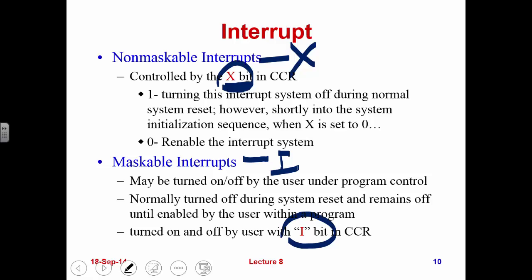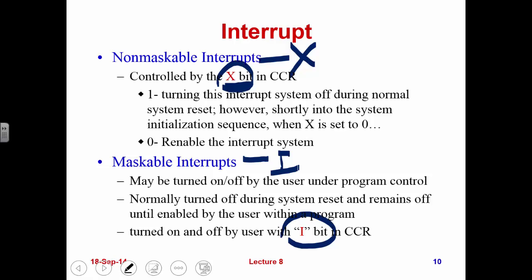For the non-maskable interrupts, in general, when you reset your machine, the interrupt system is turned off, because X is 1. But when the system gets into its normal sequence, X becomes 0 by itself.